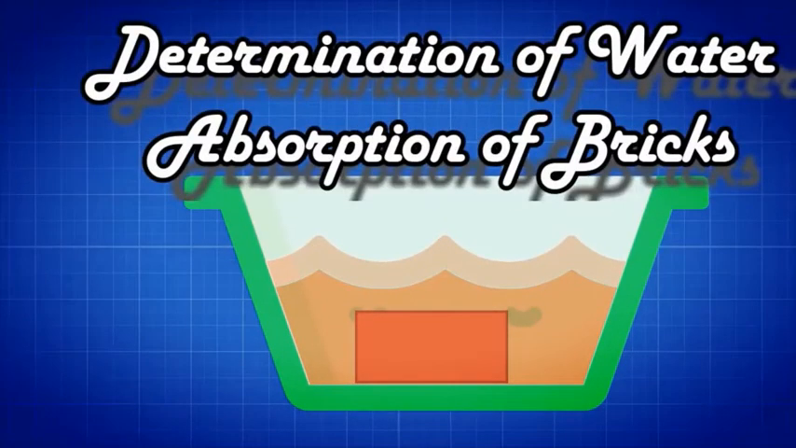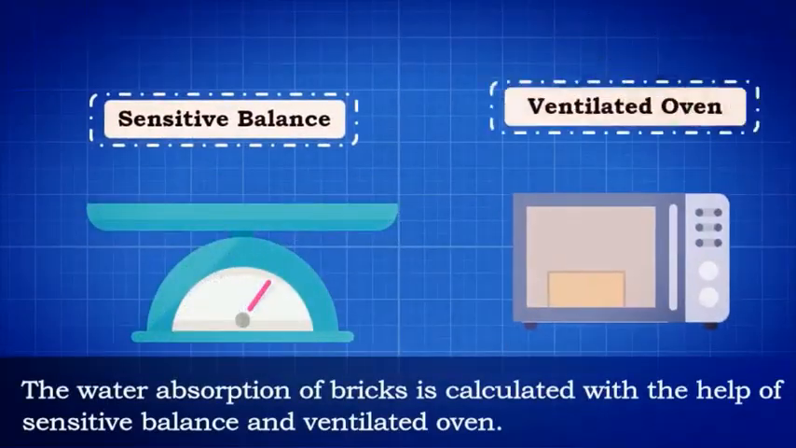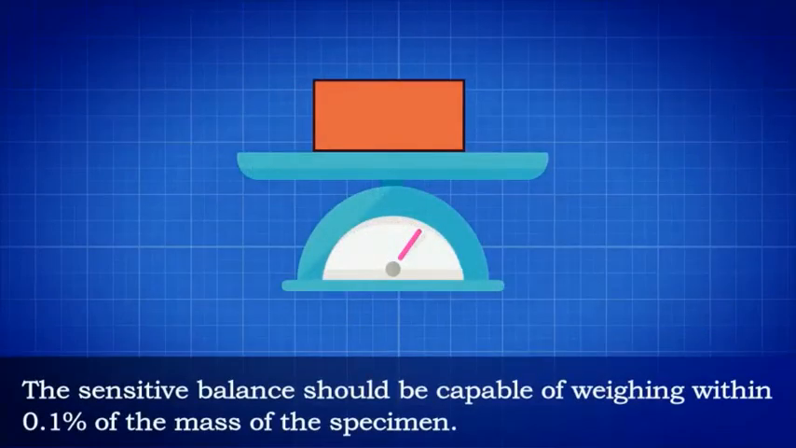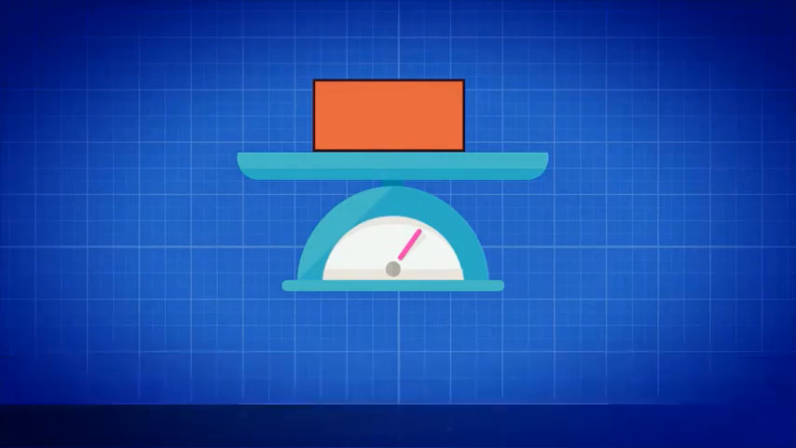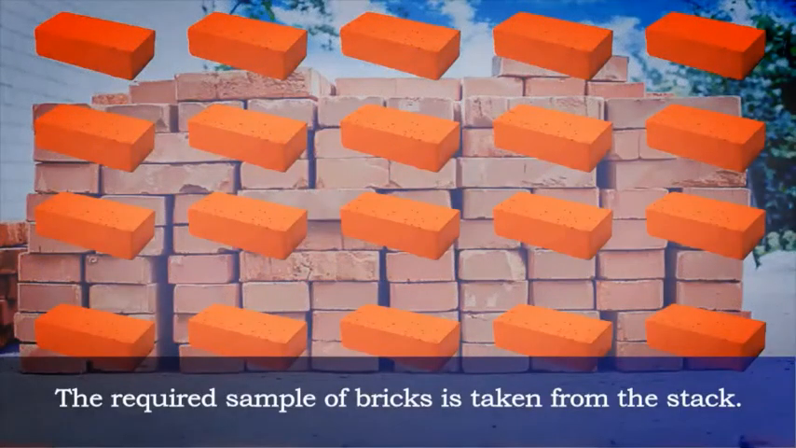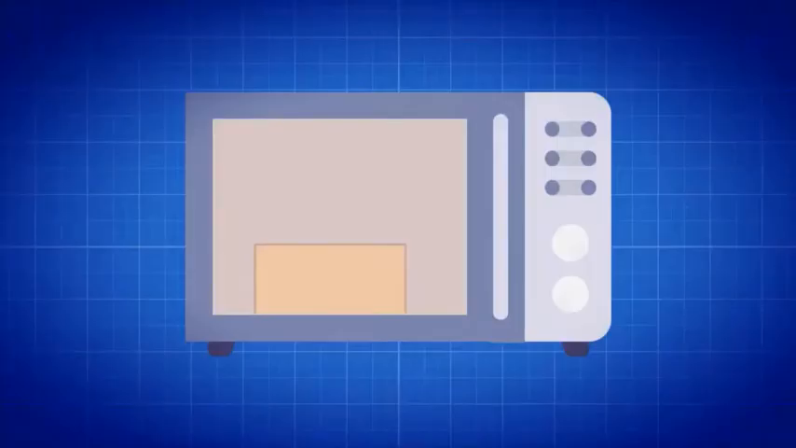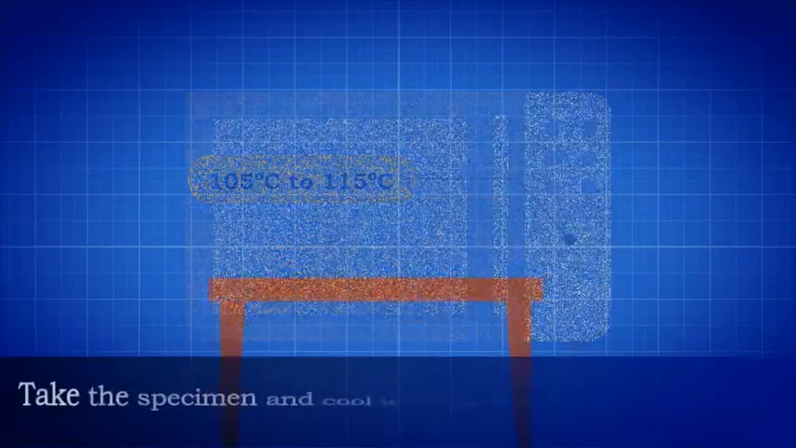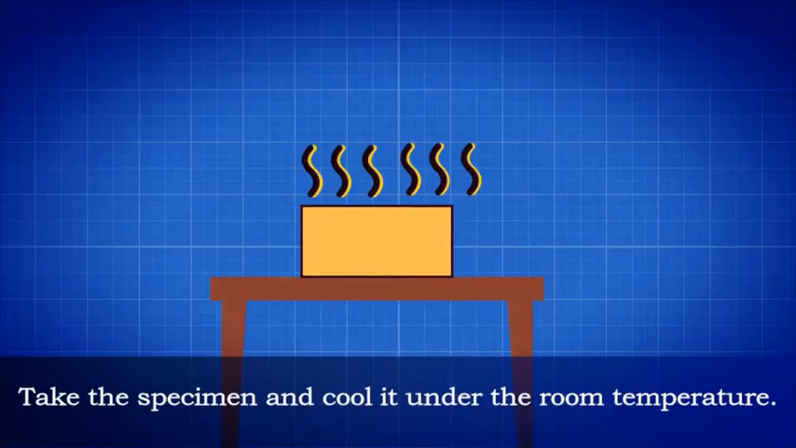Determination of water absorption of bricks. The water absorption percentage of bricks is calculated with the help of a sensitive balance and a ventilated oven. The sensitive balance should be capable of weighing within 0.1% of the mass of the specimen. The required sample of bricks is taken from the stack. The specimen is kept in a ventilated oven at a temperature of 105 to 115 degrees Celsius till it attains substantially constant mass.